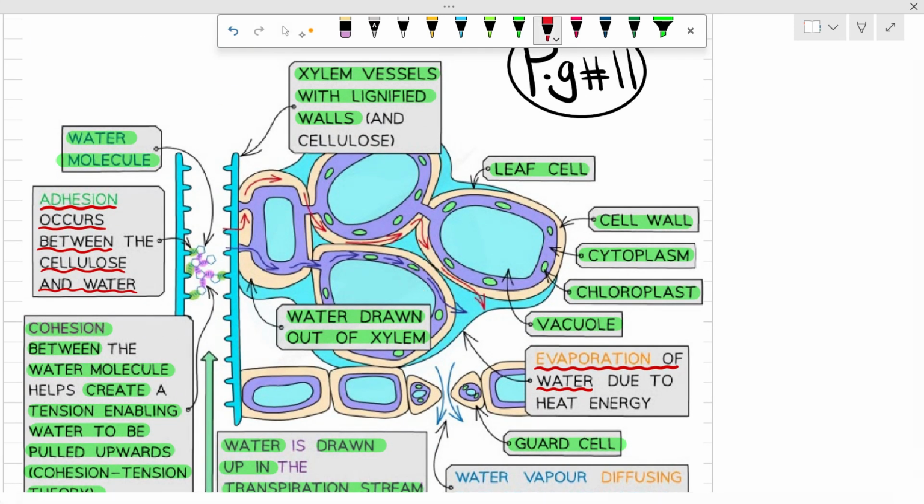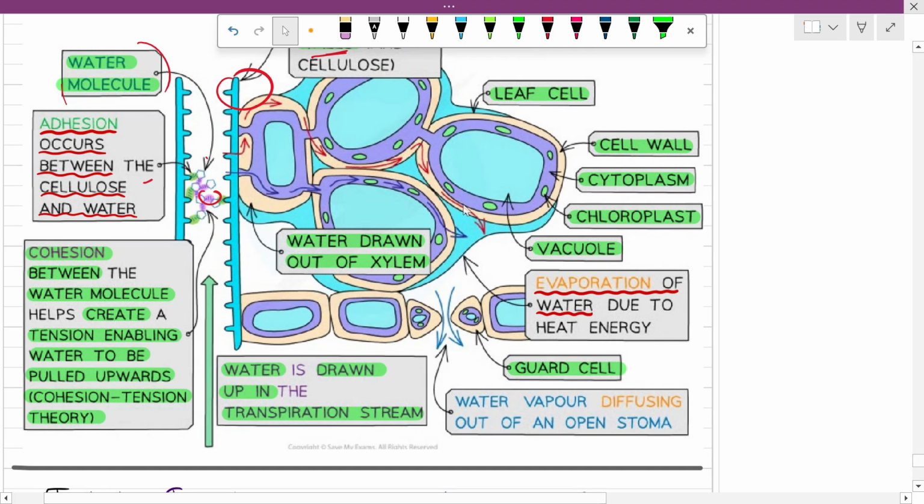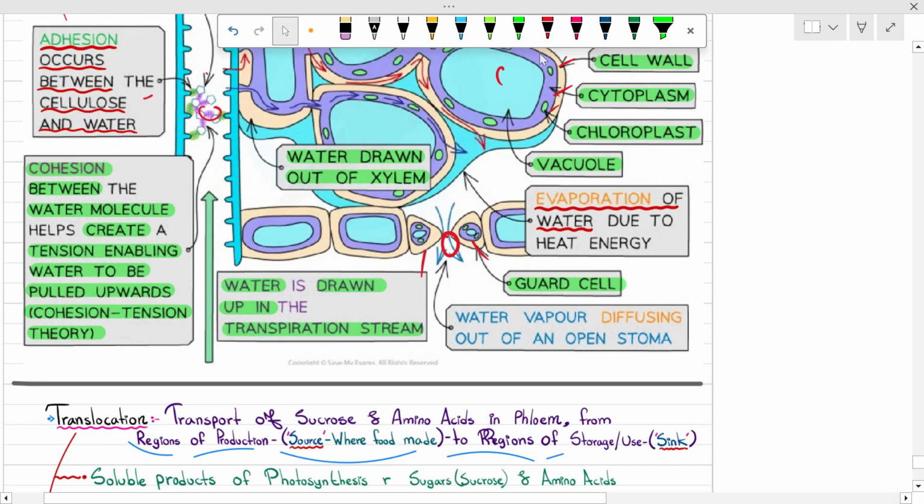So we have xylem vessels with lignified walls over here, and adhesion is occurring between the cellulose and water inside the xylem vessels. This uses water molecules, and this is the cellulose molecules. And at the same time, we have cohesion occurring inside the water molecules. This creates tension to enable water to be pulled upwards. This is the vacuole, this is the cytoplasm, this is the cell wall, chloroplast, and evaporation of water is happening here due to high heat energy. This is the stomata and guard cells.